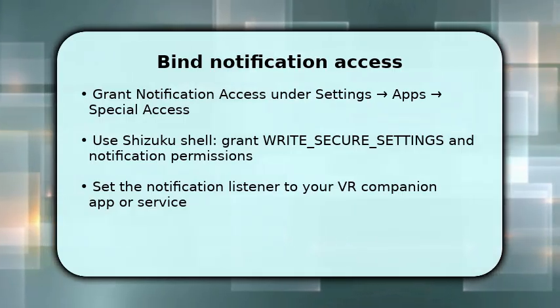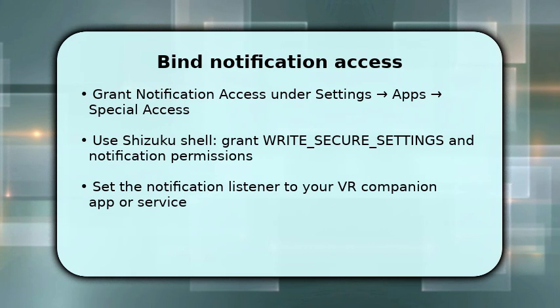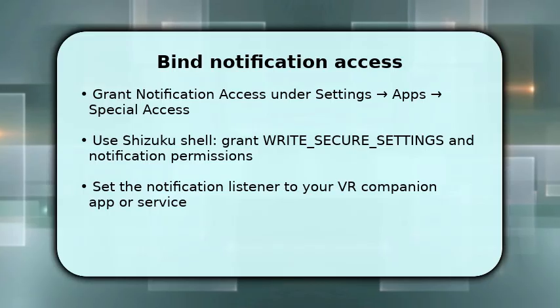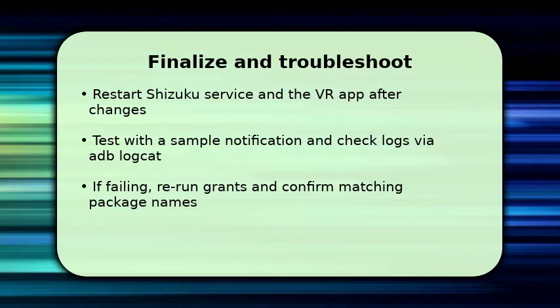Afterward, set the notification listener to the VR app so messages route into the headset. If the app refuses access, revoke and regrant while Shizuku is active to reset the listener. Finish by restarting the Shizuku service and the VR app to apply changes. You'll often need a quick reboot for persistent behavior.